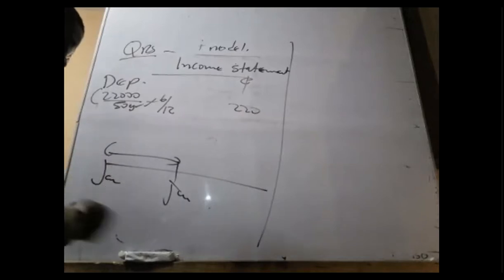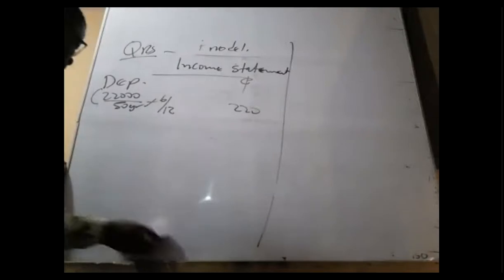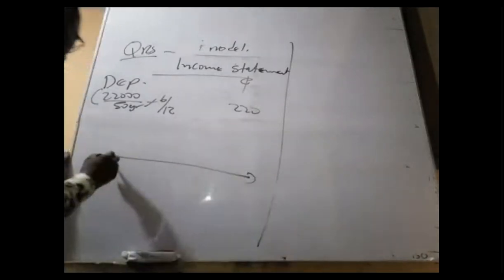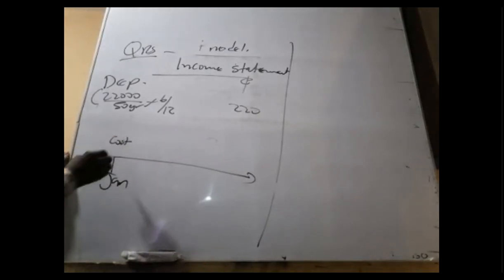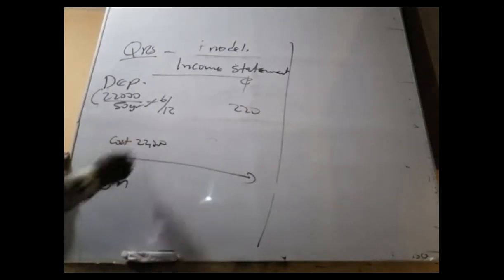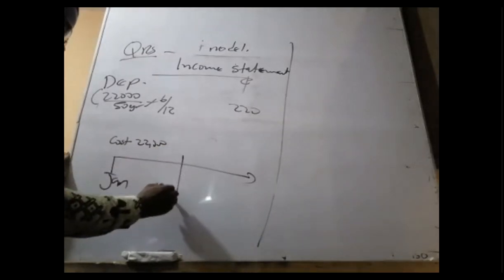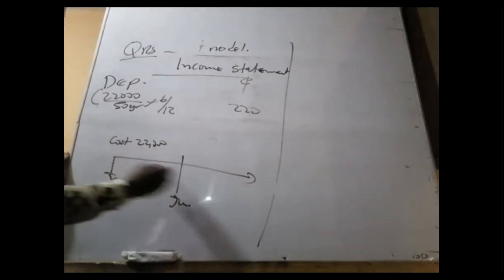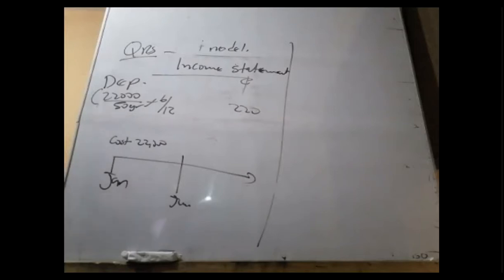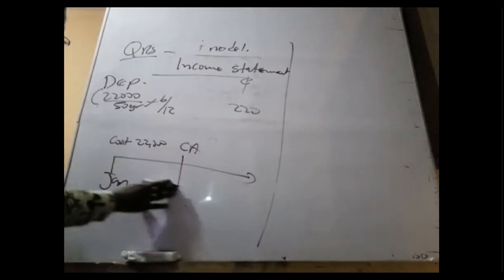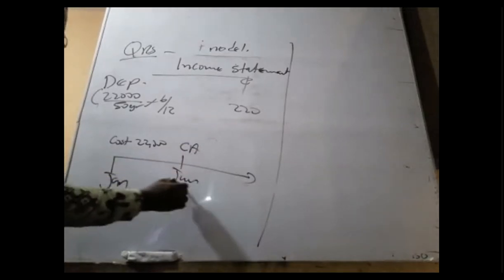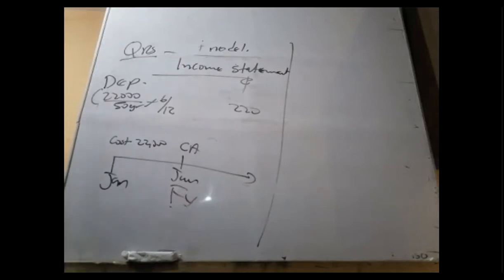Okay, so let's do the illustration so that you can get a clear picture of it. So picture it this way. The cost of the asset in January is 22,000. As at June, depreciation is 220, right? Okay. Now we should find the carrying amount as at these dates, and then the fair value as at these dates. That's the next exercise to get what you call revaluation gain or loss.